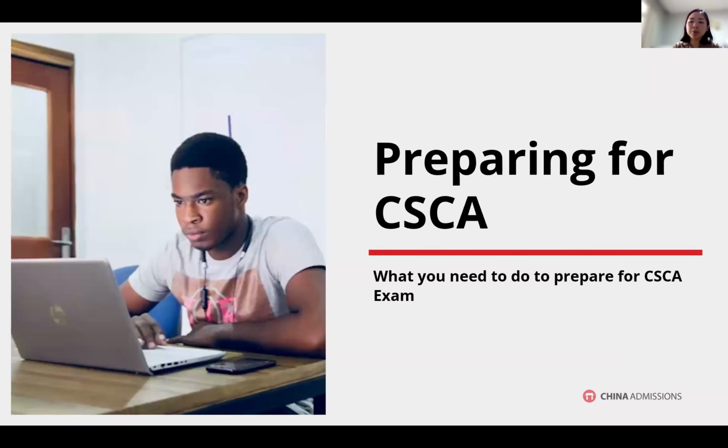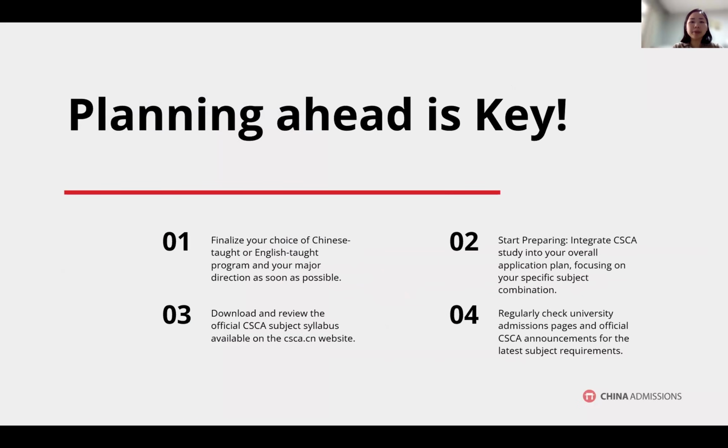So what you need to do to prepare for the CSCA exam, basically planning ahead now is key. So you need to finalize the choice of whether you apply for a Chinese taught or English taught program, and also your major direction as soon as possible. So this is step one. Make your decision on what major you want to apply for in your undergraduate program, because that will determine which CSCA subjects will be required for you.